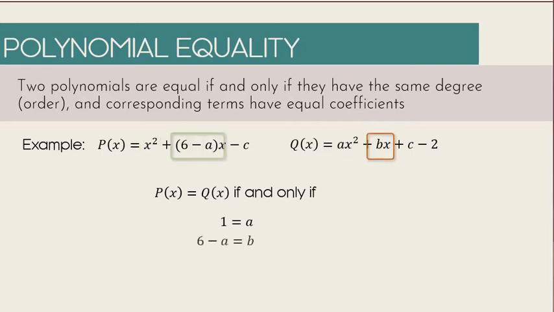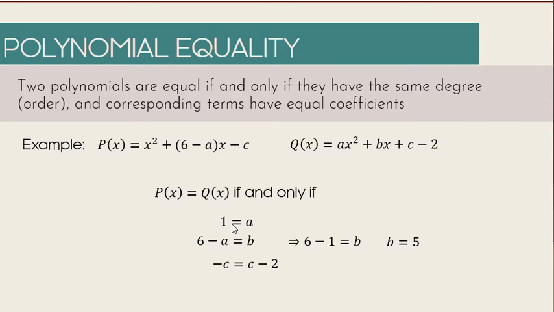Moving on to the second term. In the green term, we have 6 minus a, and in the red term, we have b. So the two corresponding coefficients must be equal to each other. So we know that 6 minus a is b. Okay, we'll come back to that later. And in the corresponding constant term, we know that negative c must be equal to c minus 2. So now we will try to solve all the conditions to have the values of a, b, and c.